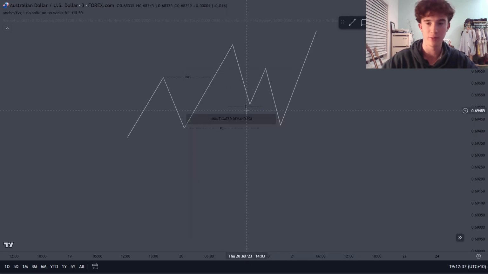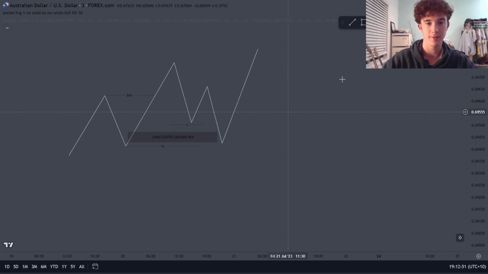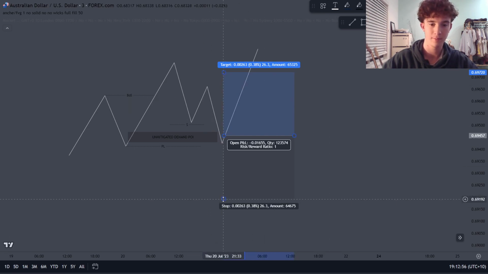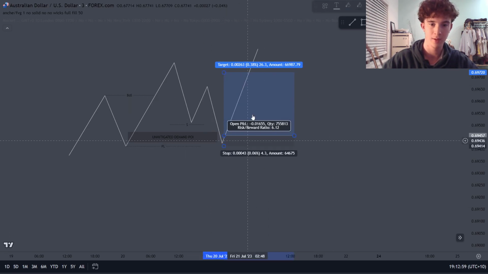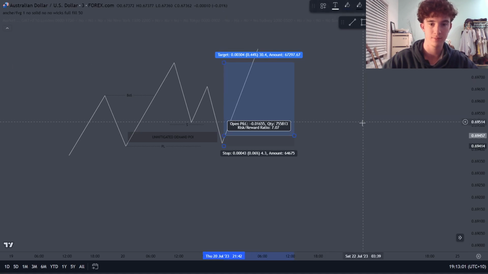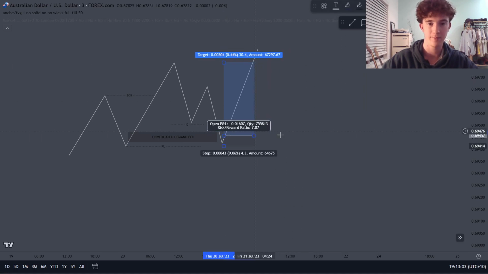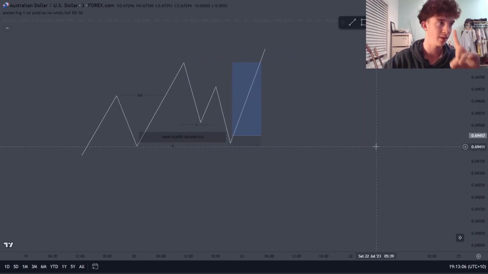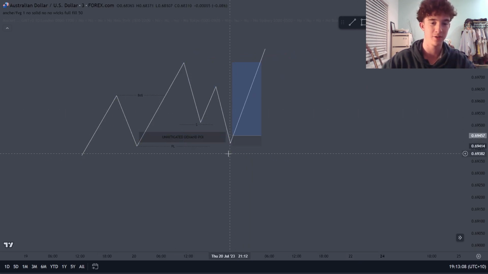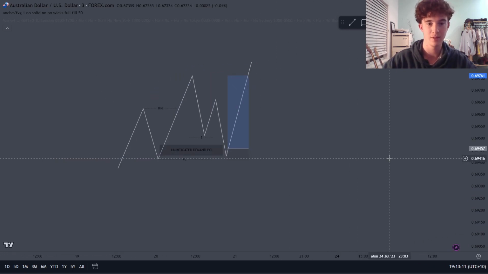So inducement is just a form of liquidity basically. It's just where buyers or sellers induce into price too early before price actually gives the actual move before continuing the overall direction. So yeah, and then you would take an entry off here and target highs. Something like that. Alright, that's setup number one. That's your break structure continuation model with inducement.